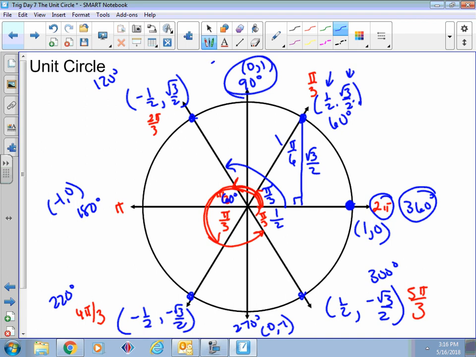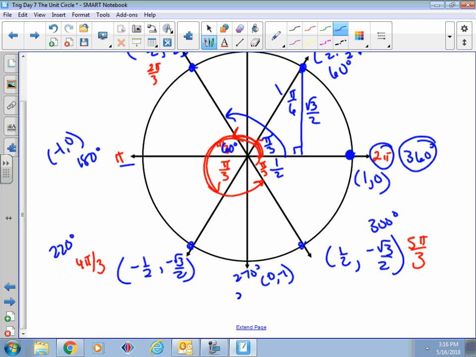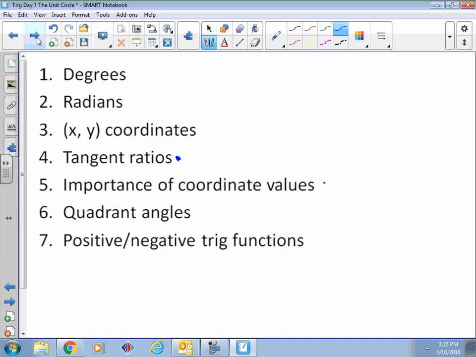Oh, 90 degrees is pi over 2. And then I add another pi over 2, and that takes me to pi. And then I add another pi over 2, and that takes me to 3 pi over 2. And then I add another pi over 2, and that takes me to 2 pi. What are those coordinates at those locations on the quadrant angles? What are the angle measures in degrees of those quadrant angles? That's what I mean by quadrant angles.